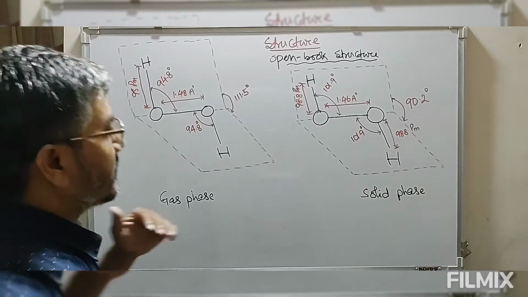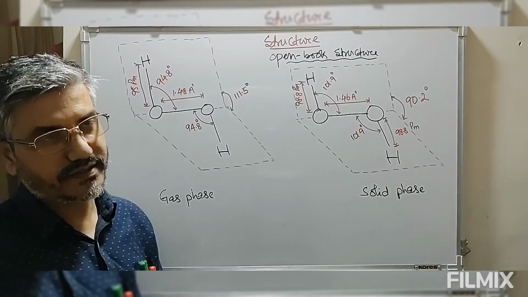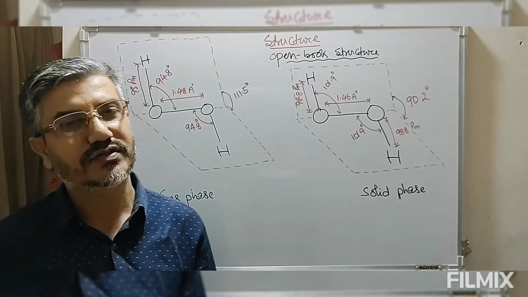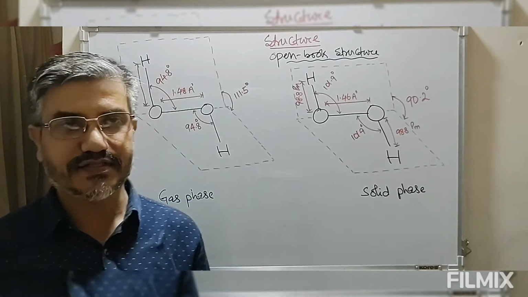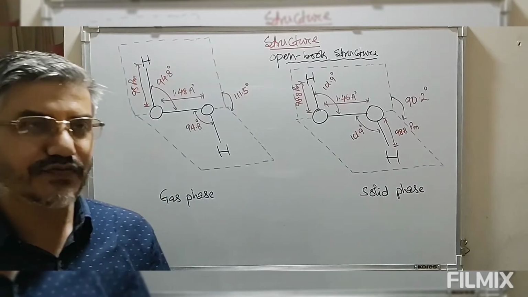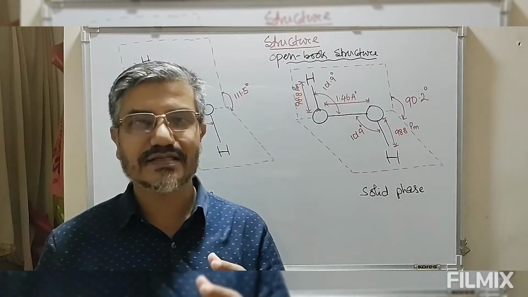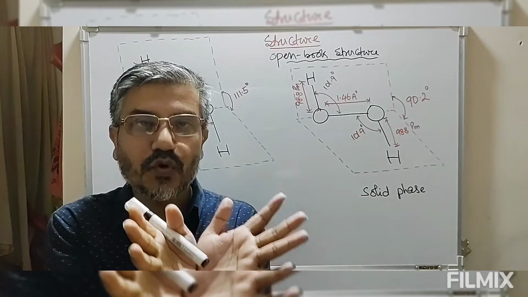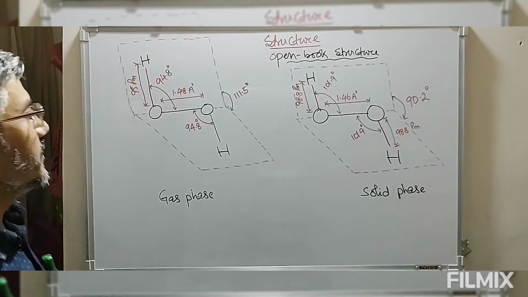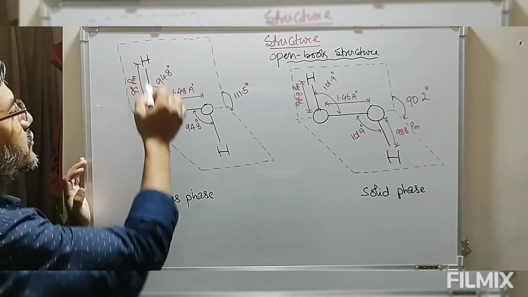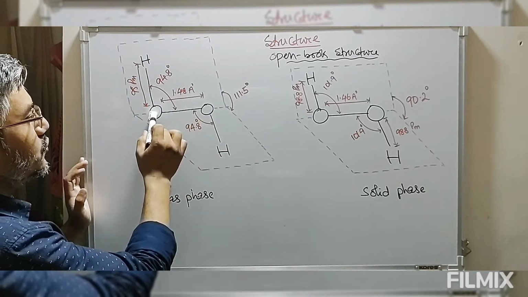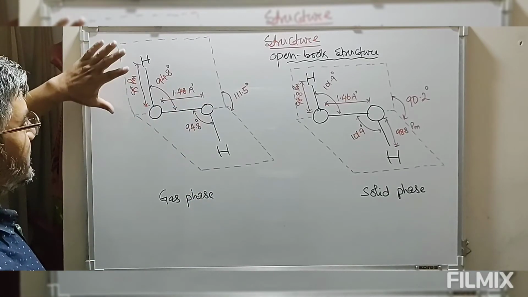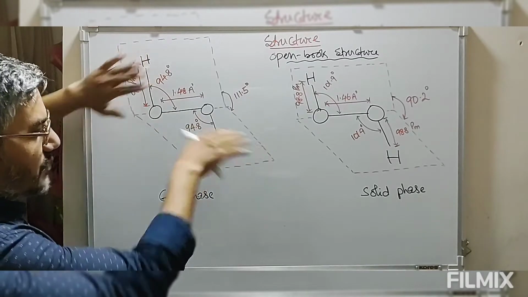Now coming to the structure of this hydrogen peroxide. This hydrogen peroxide can exist in gaseous phase or in liquid or solid phase. In both cases, gaseous or liquid or solid phase, this exists in the form of open book structure. That means the plane of this HOO and this OOH, these are in two different planes. Suppose we take this plane, this is another plane.